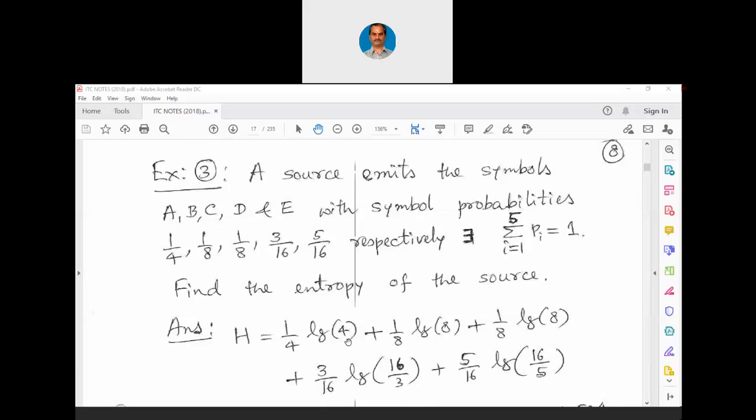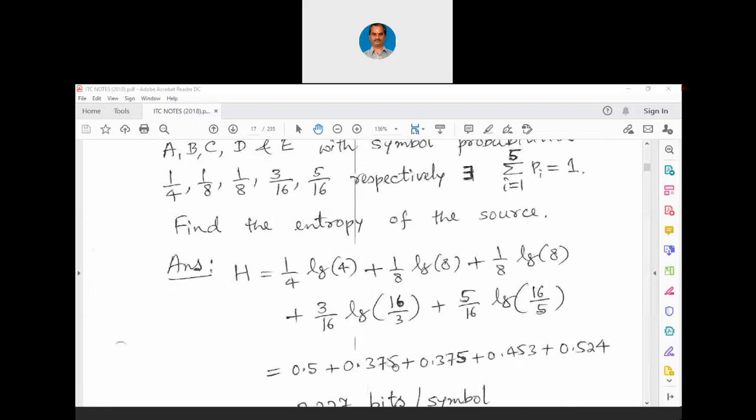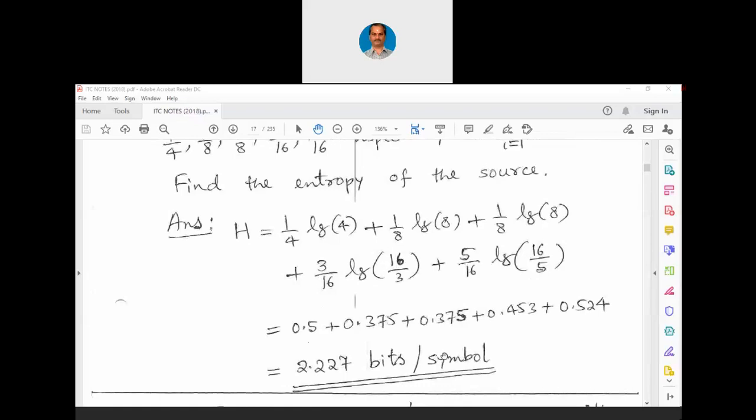Now, when we take this, we get 0.5 plus 0.375 plus 0.375 plus 0.453 plus 0.524. We are getting 2.227 bits per symbol. Now, this is the entropy of the source. Entropy is nothing but average self-information per symbol. Okay, we have considered all the 5 symbols and we have taken the average information content. So, if we know the transmission rate or the symbol rate which is emitted per second, we can find out the information rate which is transmitted through the channel.